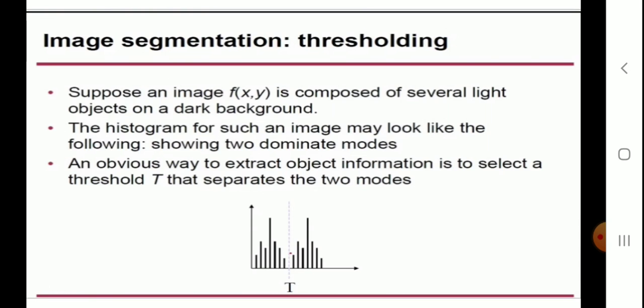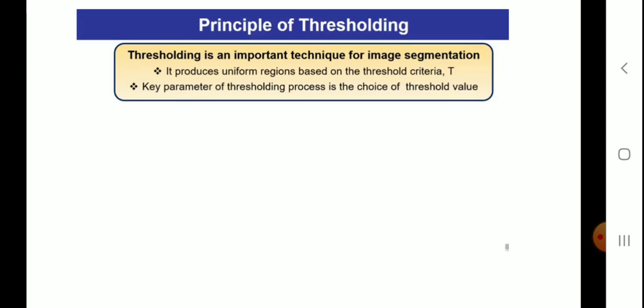Suppose an image f(x,y) is composed of several light objects on a dark background. So we can say that the histogram for such an image may look like the following. Here we are showing the two dominant modes. So an obvious way to extract the object information is to select the threshold T that separates the two modes. So we are applying the threshold to separate the two portions of that image, depending upon the threshold.